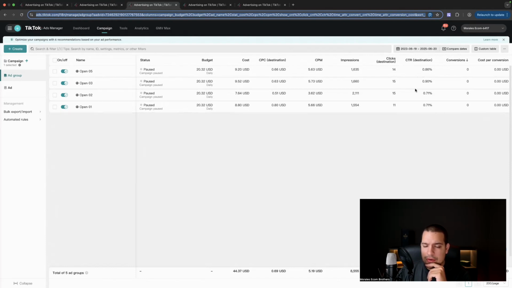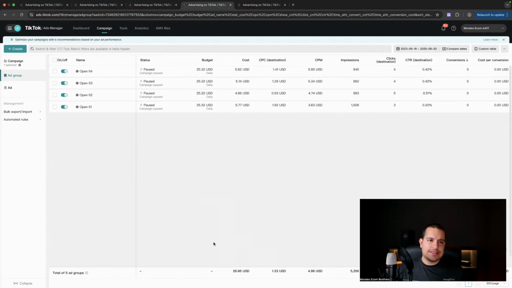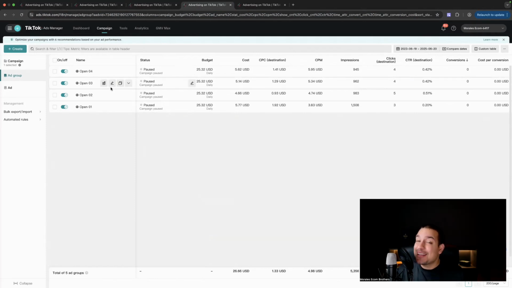Now on this scenario right here, again, metrics not too bad. CTR horrible though, but as you can see, we spent $44 on this one. On this one, the CPC was extremely bad, the CTR extremely bad, and we spent $26. So as you can see on the first four, obviously I'm going to keep the last one for the end of the video. So relax. We're going to go over it.